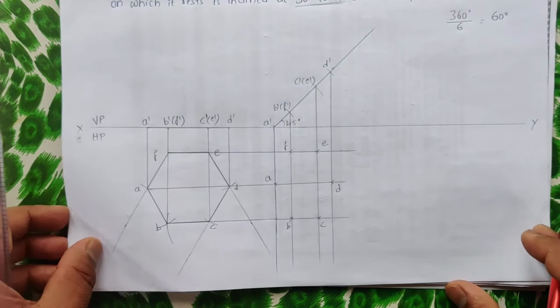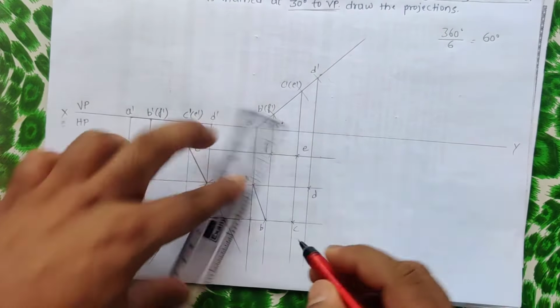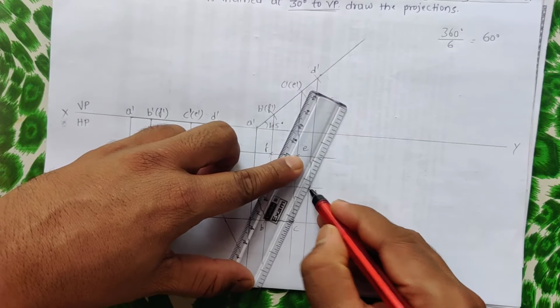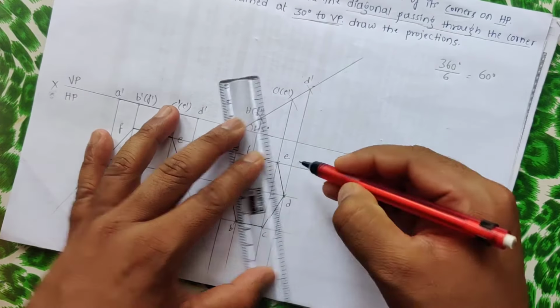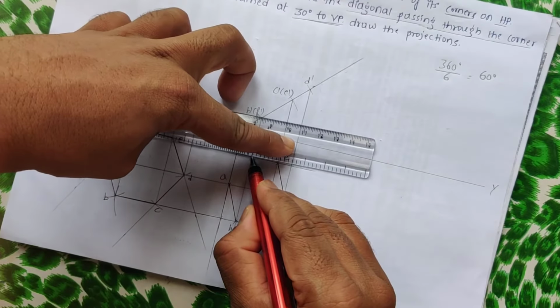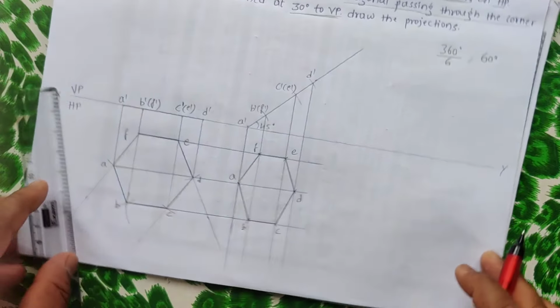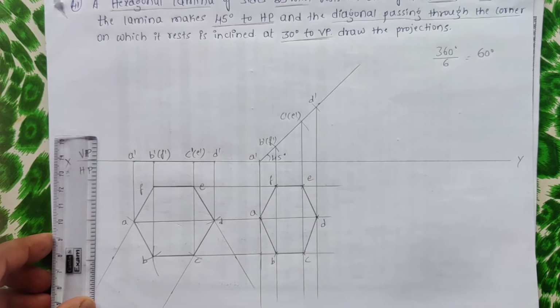Yeah. So now we can join all the corners, A to B, B to C, C to D, D to E, E to F, and F to A at last. So now even the fourth position is done.